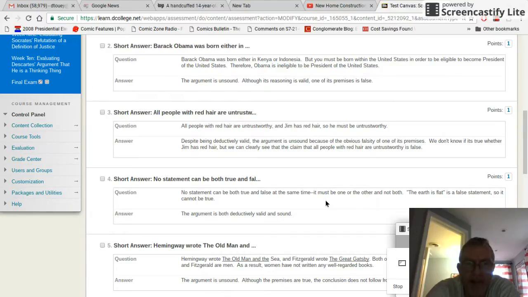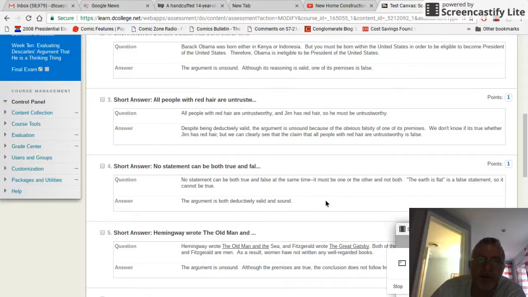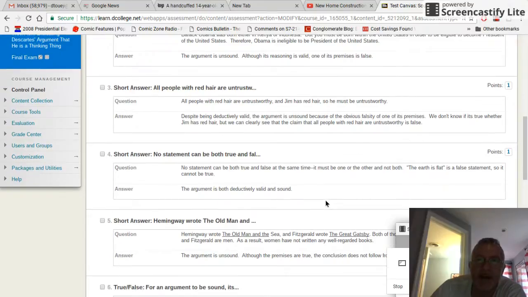But the first premise at least, we know to be false, ridiculous. All people with red hair are untrustworthy, which ruins the soundness of the argument. So again, we have another argument with at least one false premise. Even though it has valid reasoning, it's unsound because of the obvious falseness of that first premise.